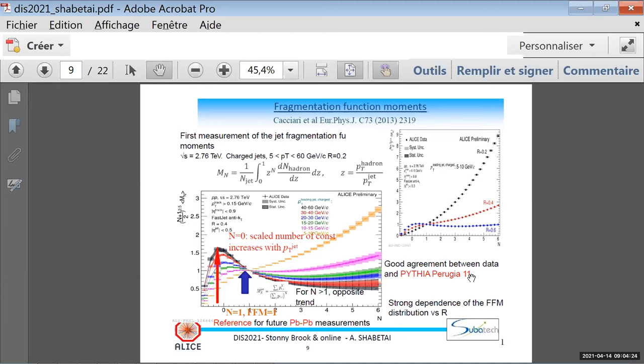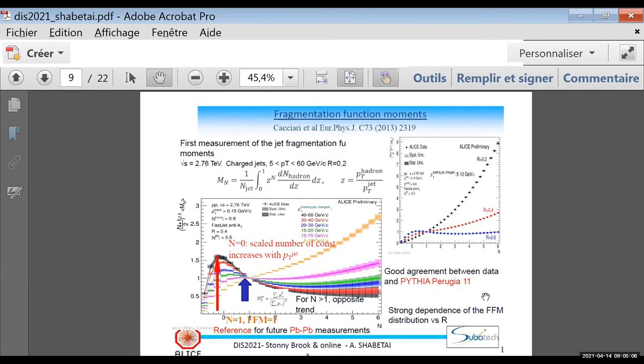If you look at the same observable, varying the resolution parameter R, you get some decreasing curves on the plot on the upper right. And this is again showing you the consequence of the radius of the jets and of the way the particles are organized inside your jets. So the measurements are in agreement with Pythia. And we are hopefully going to use them to try to do the same measurement in the future in Pb-Pb.